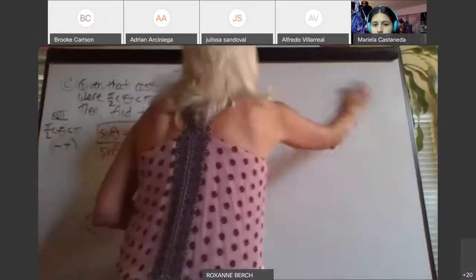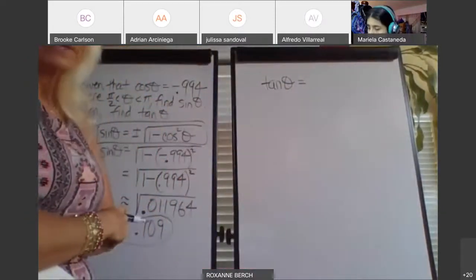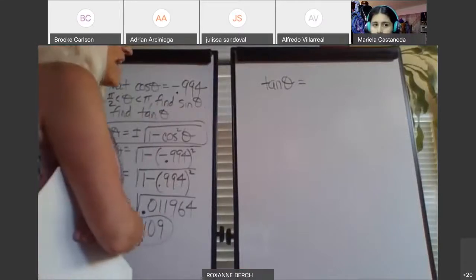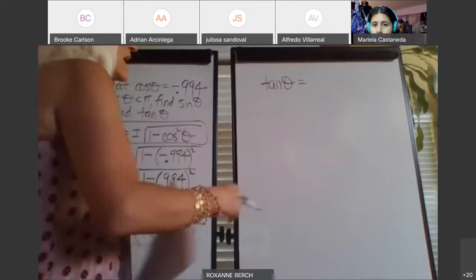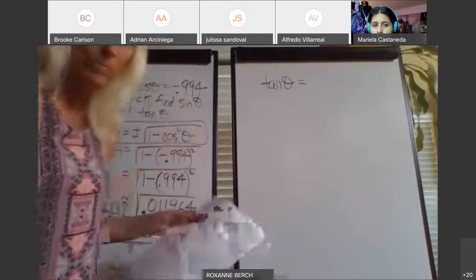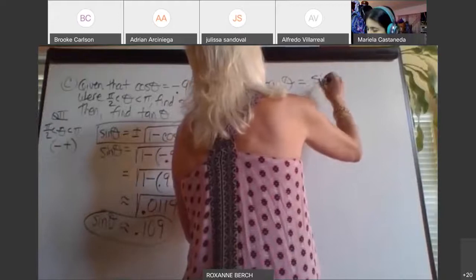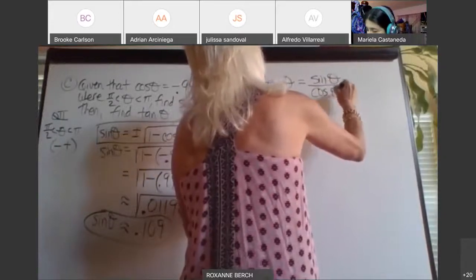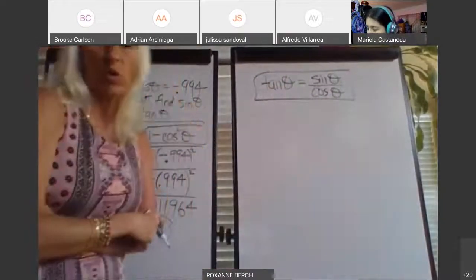This is used extensively. It's tangent of theta. Now, you've seen this defined a bunch of different ways. You've seen this defined as y over x, right? You've seen it defined as opposite over adjacent. Well, here's yet another definition: sine of theta over cosine of theta. So now you have another one to add to your repertoire.